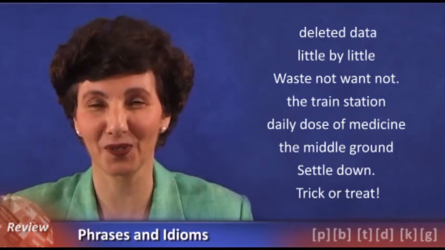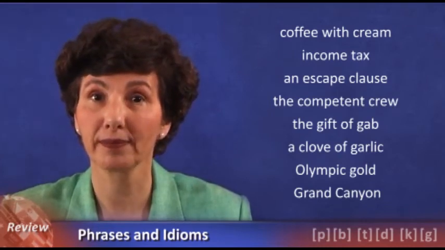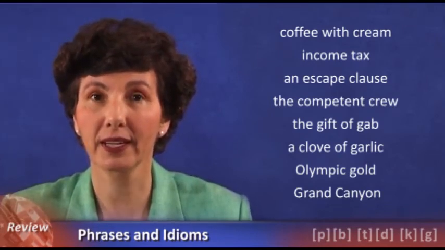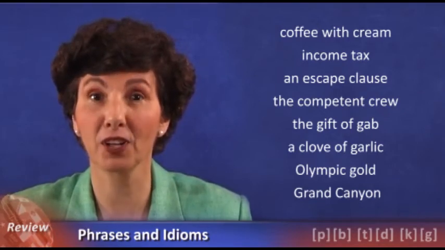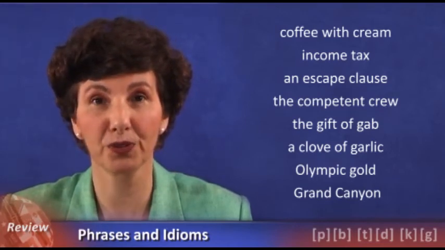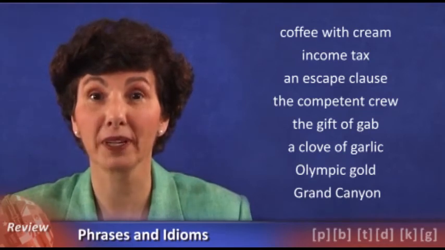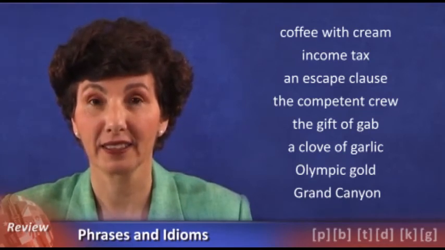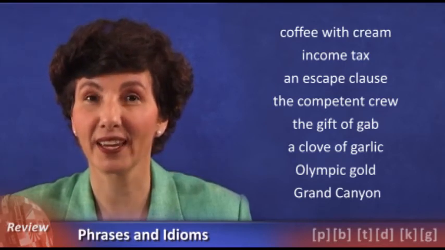The next row on the right side. Coffee with cream. Income tax. An escape clause. A competent crew. The gift of gab. A clove of garlic. Olympic gold. Grand Canyon.